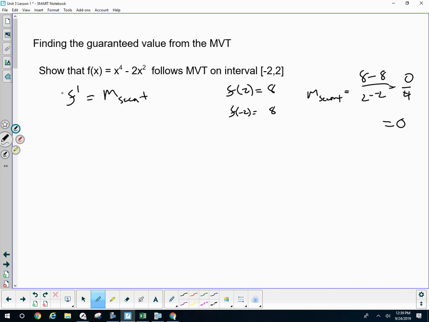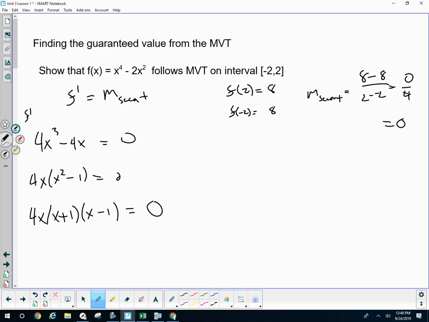We are guaranteed to have a tangent slope somewhere in between negative 2 and 2 that equals my secant slope of 0. My tangent slope generator, f prime, 4x cubed minus 4x, equals 0. Factor out 4x, x squared minus 1. 4x, x plus 1, x minus 1. Not only do I have one location, which is guaranteed by the mean value theorem, I have 3. Great.